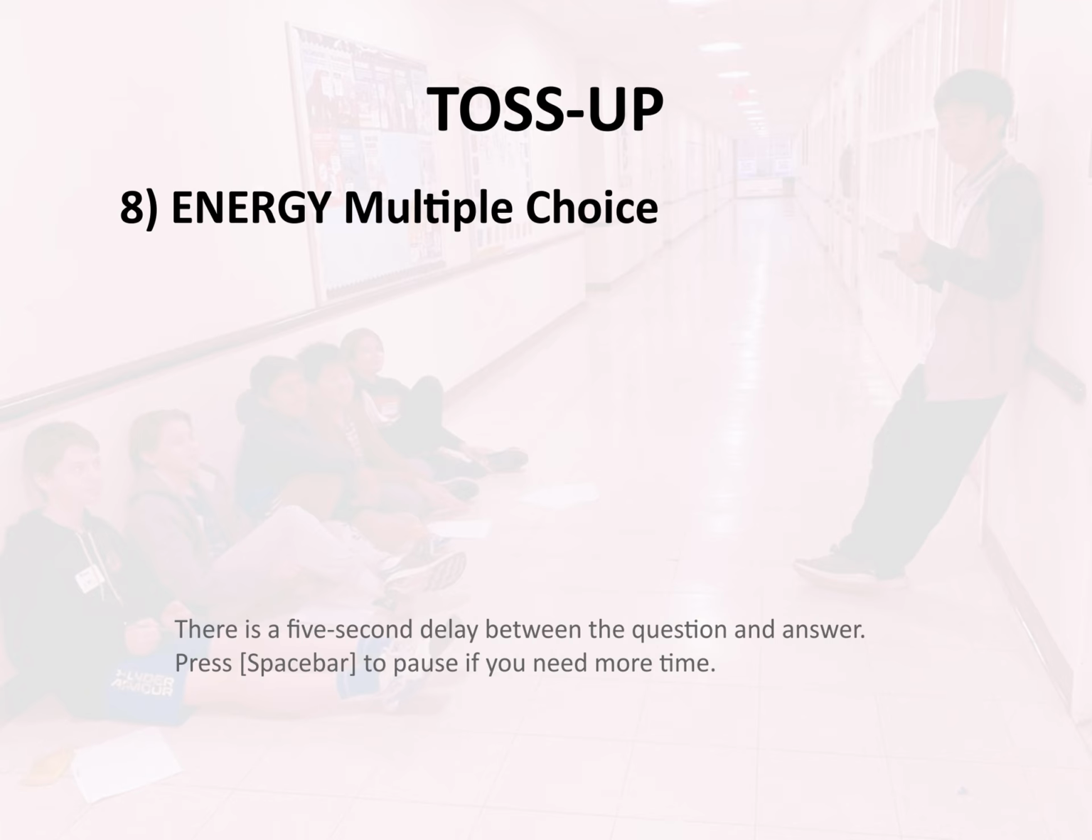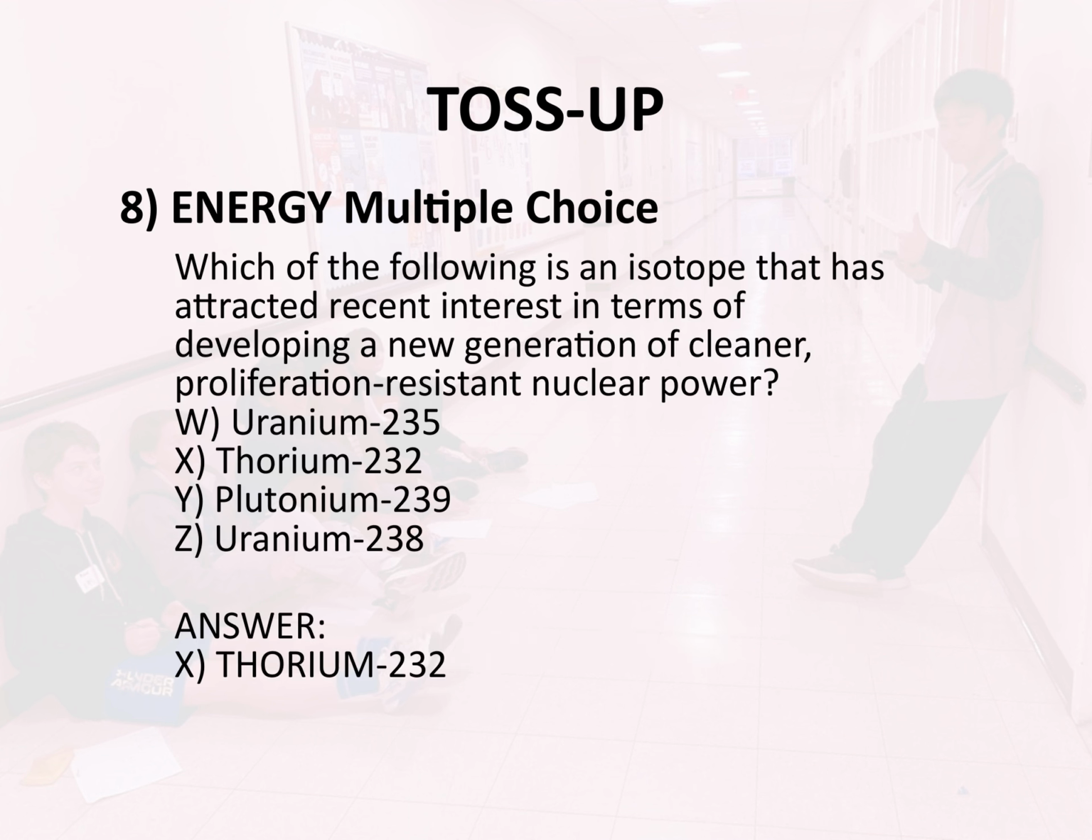Toss-up 8. Energy multiple choice. Which of the following is an isotope that has attracted recent interest in terms of developing a new generation of cleaner, proliferation-resistant nuclear power? W. Uranium-235. X. Thorium-232. Y. Plutonium-239. Z. Uranium-238. Answer. X. Thorium-232.